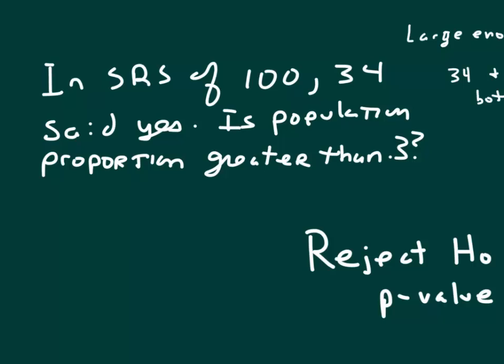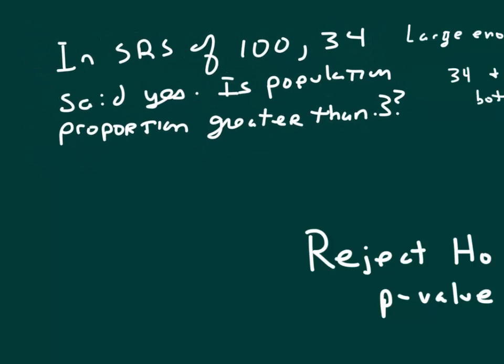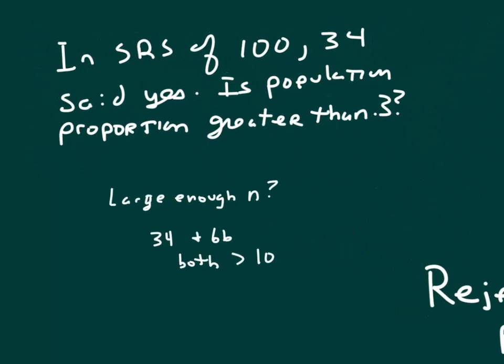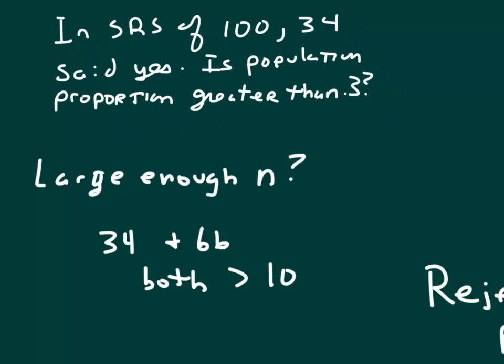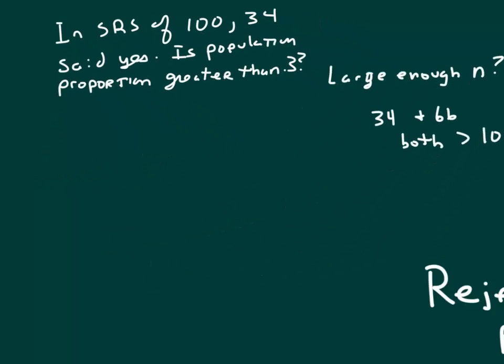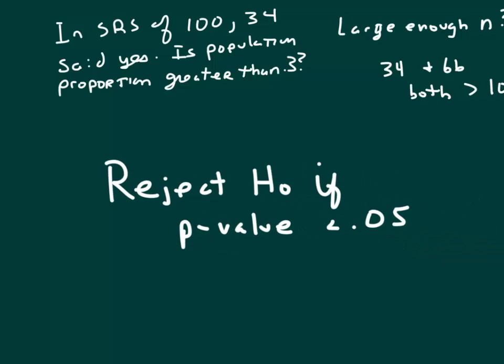We want to know if this is large enough. Now we have a categorical variable, so the rule's different. We need to know if both the number of yeses, which is 34, and the number of no's, which is 100 minus 34, are both greater than 10. Therefore, we have a sample size that's large enough to guarantee a bell-shaped sampling distribution, and we can use then the z-table. Reject H0 if the p-value is less than 0.05. That hasn't changed.